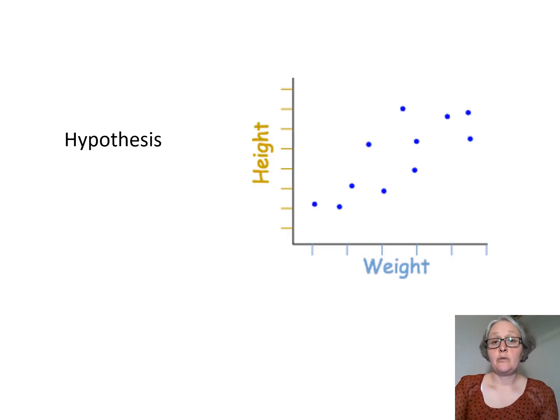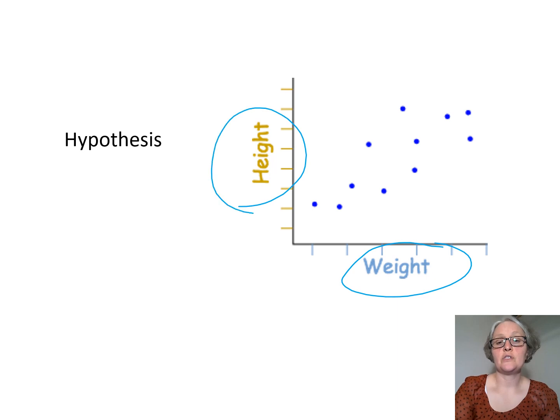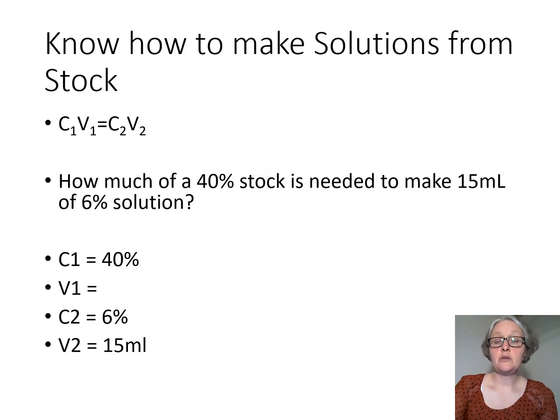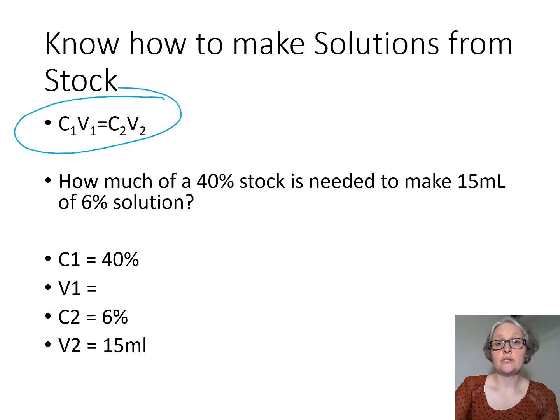On Unit 3, we explored the scientific methods more. You should be comfortable with the definition of a hypothesis. You should also, again, be able to identify independent variables versus dependent variables. The first thing that we learned in Unit 3 was how to make solutions from stock solutions using this equation, C1V1 equals C2V2. You need to be able to use this equation to answer questions about making solutions from stock.